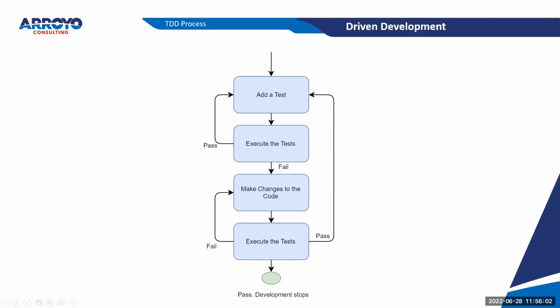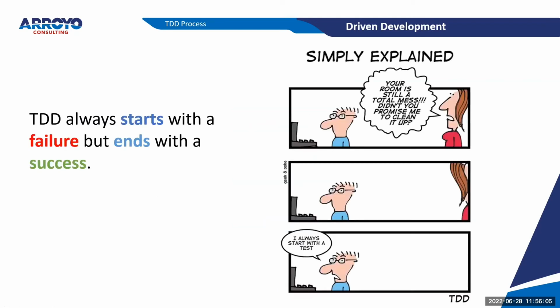So regarding TDD, we can say that TDD always starts with a failure, but always ends with a success. So the idea is you never execute a test expecting that it passes the first time. With TDD, you are expecting that the first time you get a failure. That is the expected thing, because you are ensuring the quality of your software.